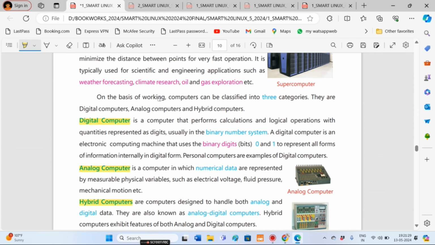Okay. Next is, on the basis of working, computers can be classified into three categories. They are digital computers, analog computers, and hybrid computers. A digital computer is a computer that performs calculations and logical operations with quantities represented as digits, usually in the binary number system. It is an electronic computing machine that uses the binary digits 0 and 1 to represent all forms of information.